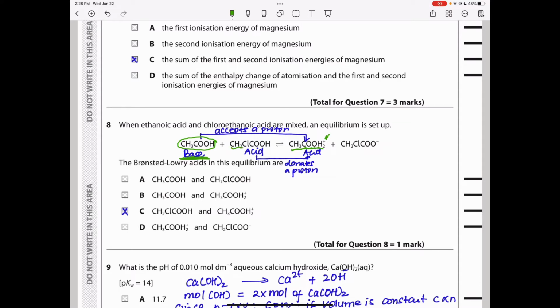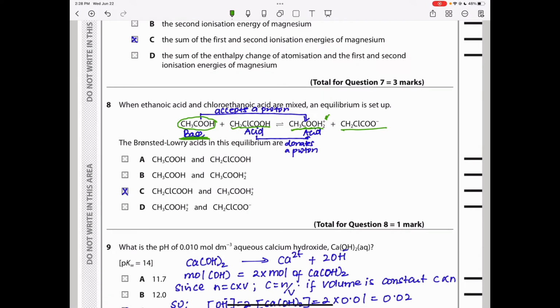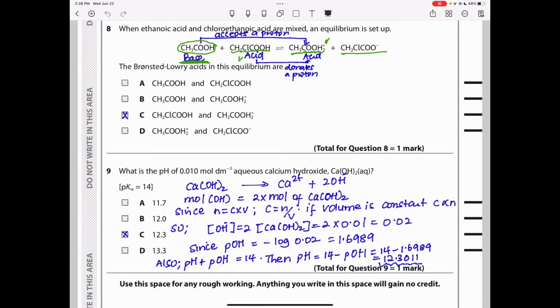Now, when you look at this, because it donates a proton to become that, in the forward direction, it's an acid. However, in the backward reaction, it will be a base. So the only combination of the Bronsted-Lowry acids in this equilibrium are, this is an acid. Let me use this. This one here is an acid, and that is an acid. So the answer here should be C.